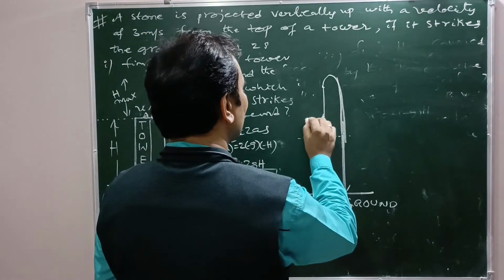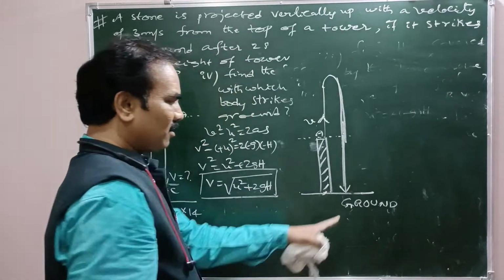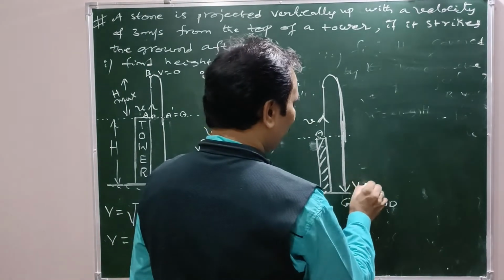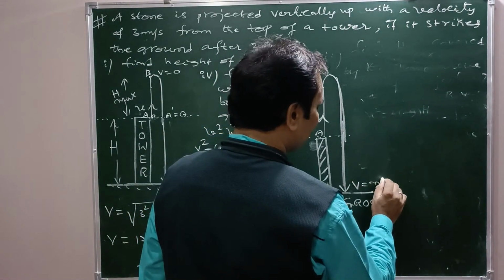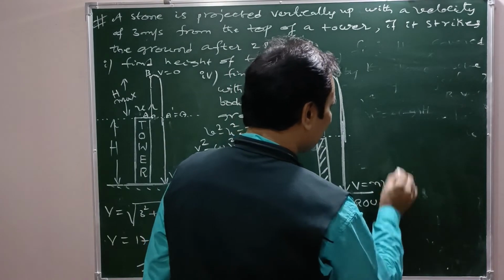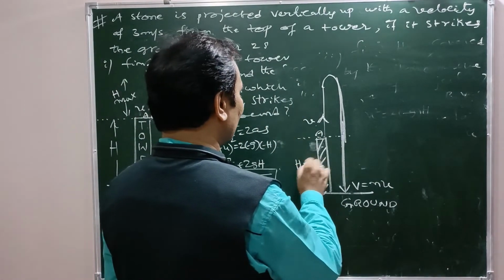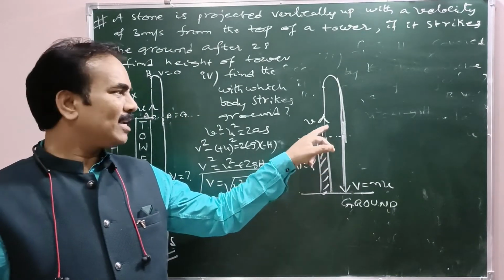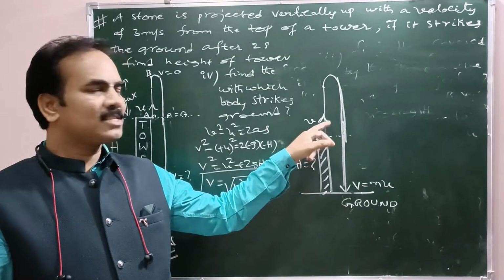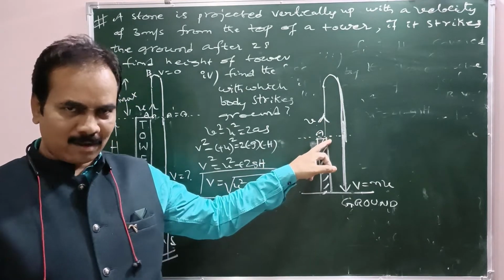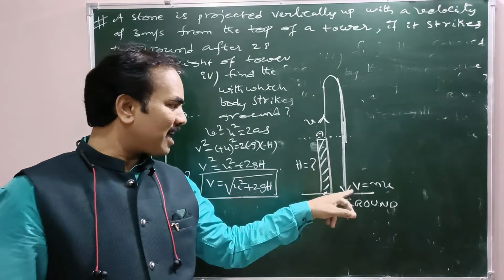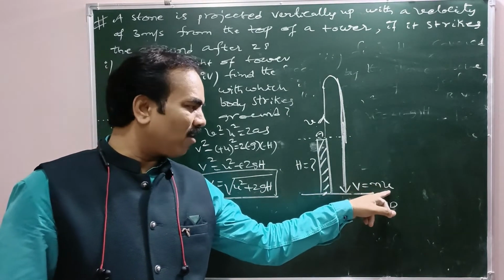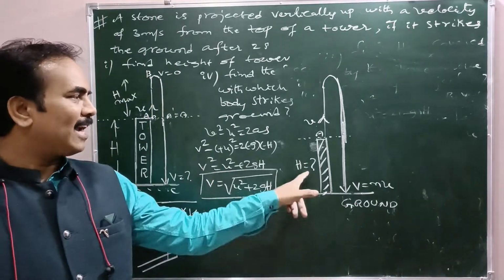Now, what is the velocity of projection? u. It strikes the ground with n times the velocity at the point of projection, v equal to n times u. Now, what is the height of the tower? This is the question. Suppose a body is projected vertically upwards with some velocity from the top of a tower, and it strikes the ground with a velocity equal to n times the velocity at the point of projection. Now find the height of the tower.